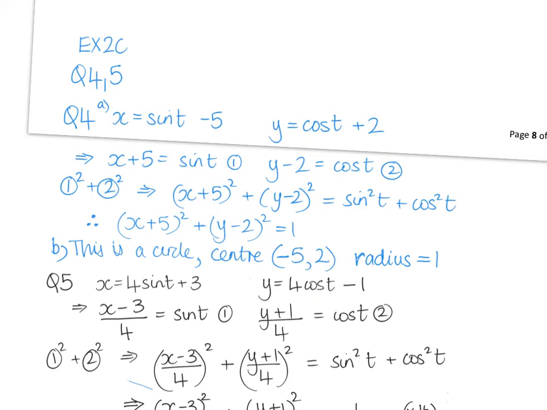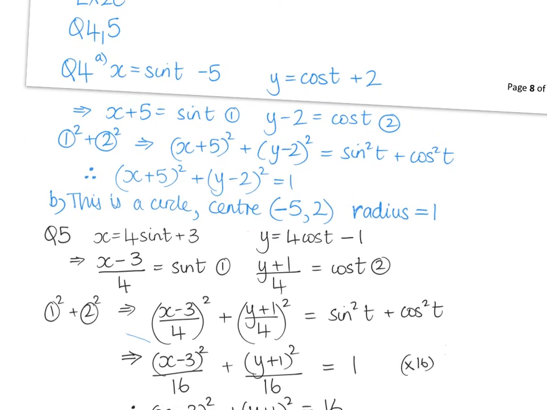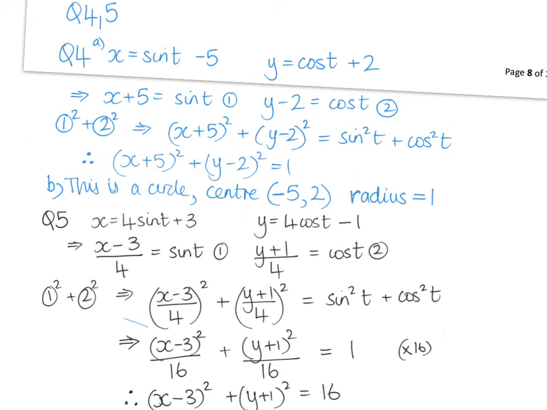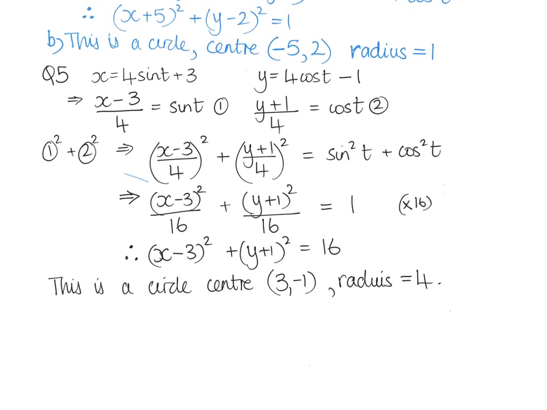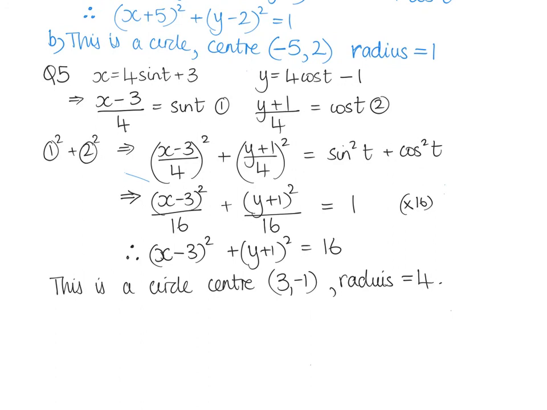So question 4 was very similar to the example. What we've got here is a rearrangement of x equals sine t minus 5 and y equals cos t plus 2. Rearrange them, square them and add them and make it a circle, centre minus 5, 2 and a radius of 1. Looking at question 5, we should have in this case also divided by 4, the same procedure, square and add, then multiply by 16 at this point here, and then we still get a circle, centre 3, minus 1 and radius of 4.